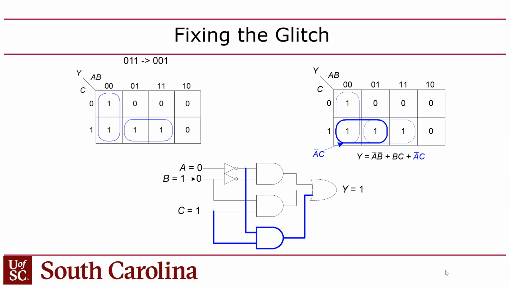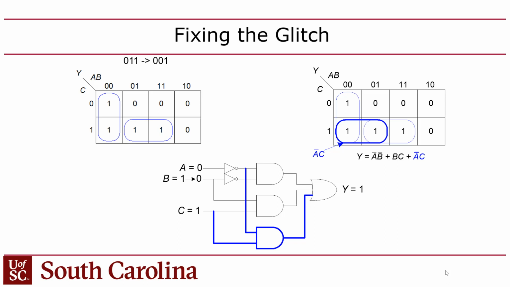0, 0, 1, right? Because B was changing. So basically A and C were staying the same. In the Carnot map, because C was not changing, we're not going to change rows, because that would change C. And A is not changing, A is staying 0. So you're going from this cell to this cell by changing B, right?